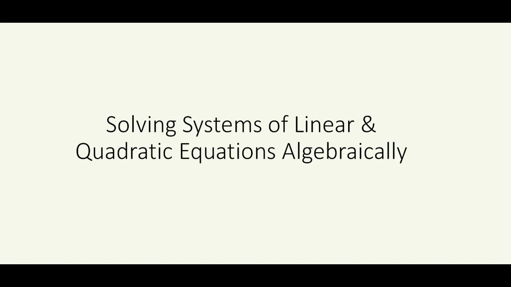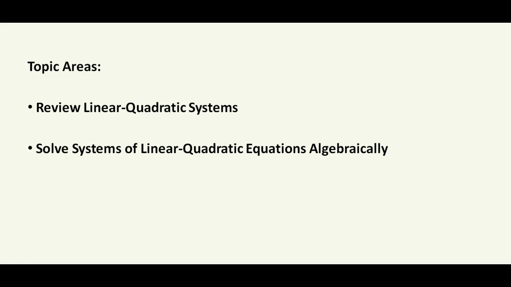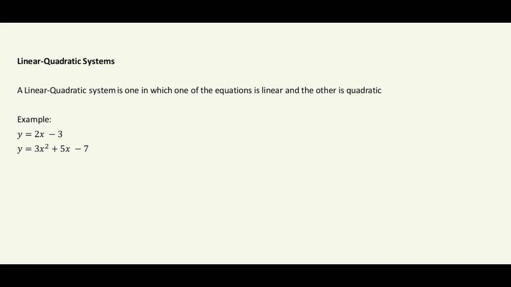Let us go ahead and solve systems of linear and quadratic equations algebraically. So that means using algebra. We're going to review linear quadratic systems, and then we're going to look at the techniques for solving them. A linear quadratic system is one in which one of the equations is linear and the other one is a quadratic. An example here: this is a linear equation, y equal to 2x minus 3, and we have a quadratic, y equal to 3x squared plus 5x minus 7.